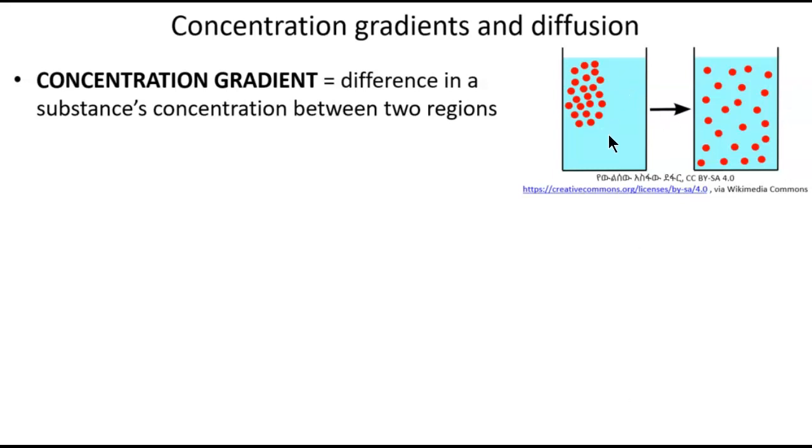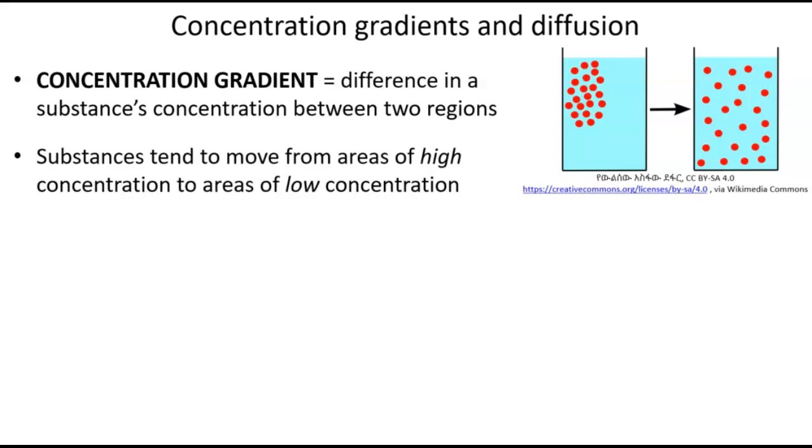The left-hand side of this diagram shows a concentration gradient where the substance shown in red is highly concentrated in just one region of the area shown. So maybe this is food coloring that's been added to a glass of water. And right now all the food coloring molecules are sort of crowded in one region. They have not spread out yet.